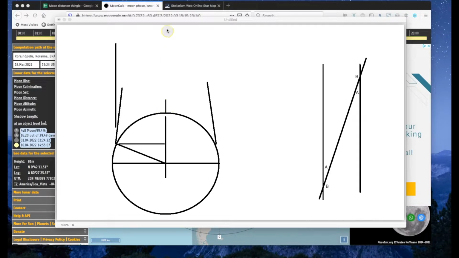And of course, if the moon is not an infinite distance away, then there's going to be an angle here, just like this, where the moon is a certain distance away. And that's going to form an angle A that we see here.